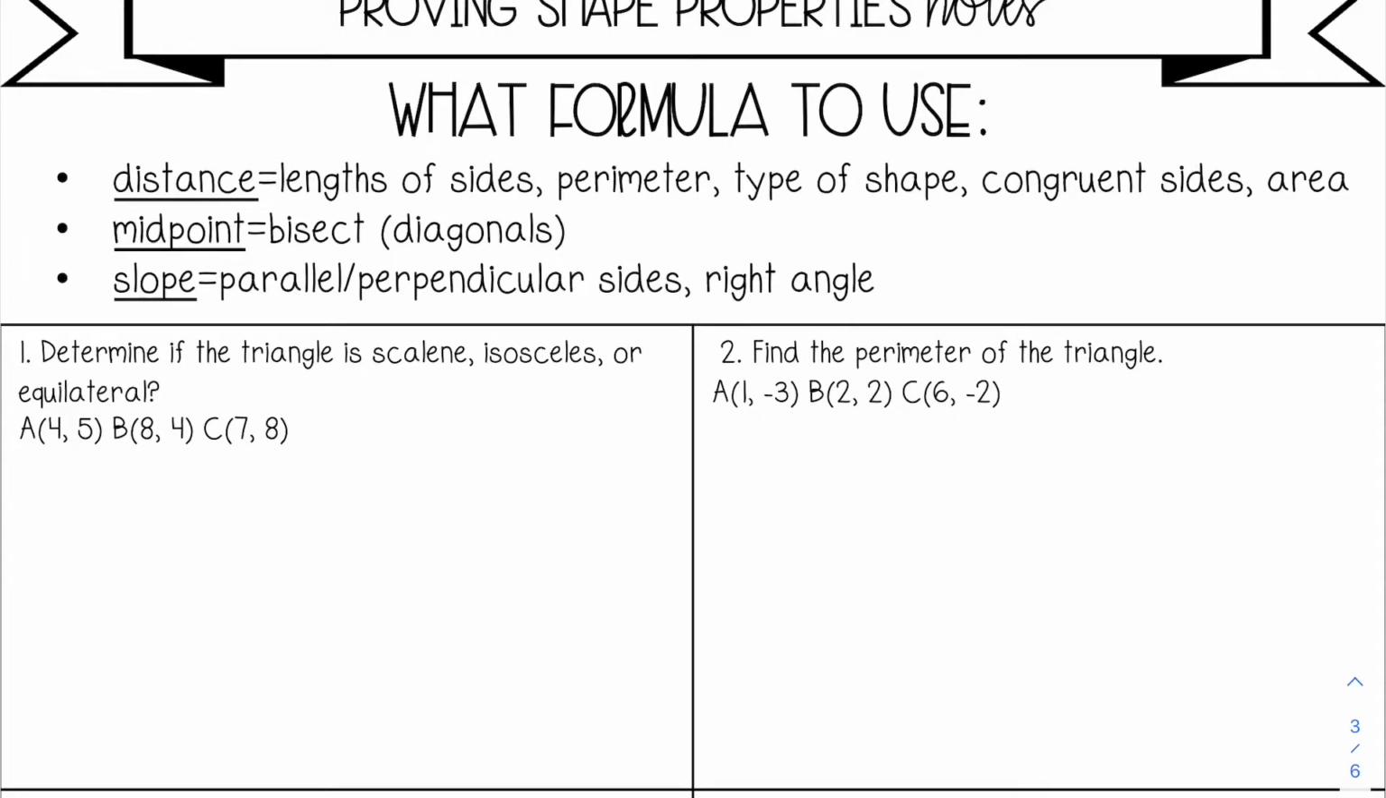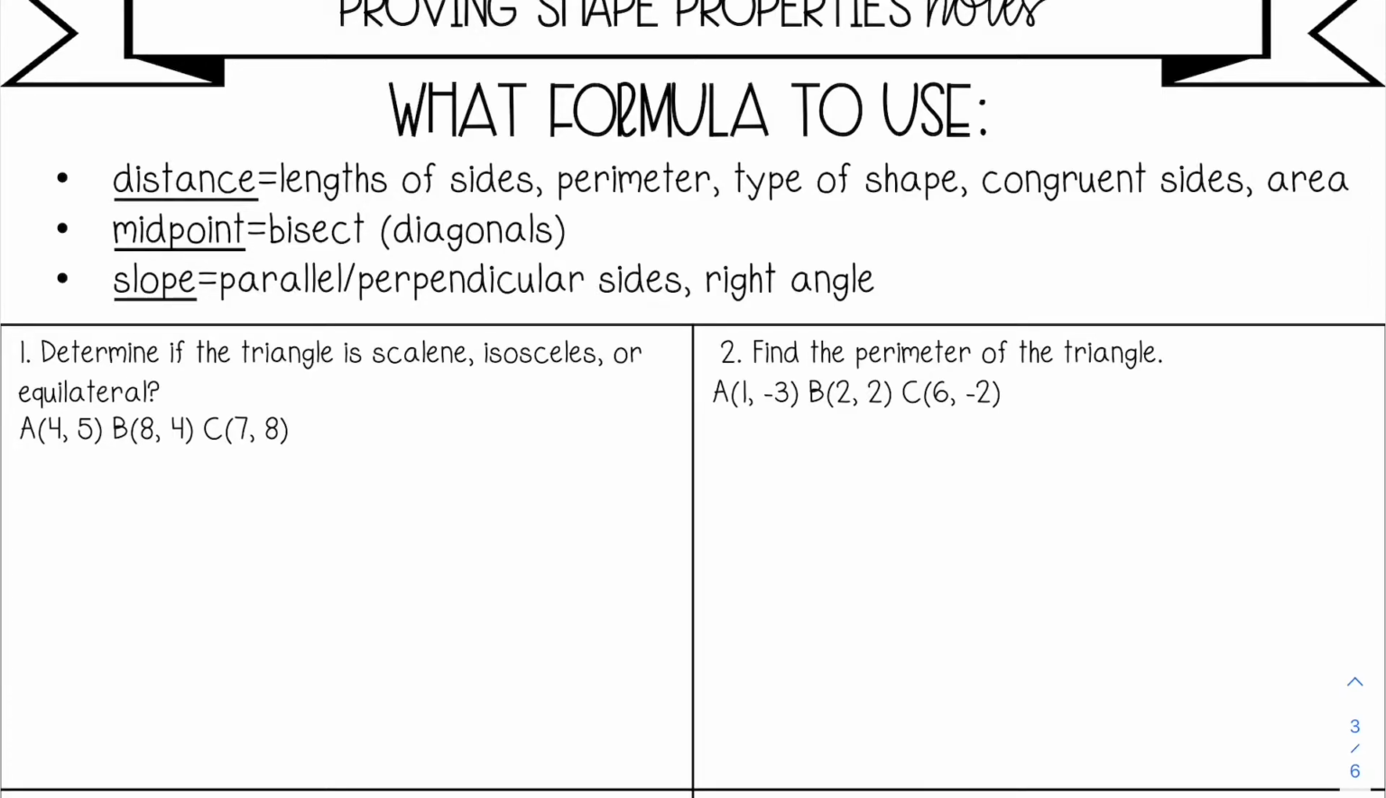In this lesson, we are going to be using the different formulas that we have used, distance, midpoint, and slope, to prove properties about geometric shapes. So first you need to determine what formula to use in each problem. So you have a little cheat sheet right below.